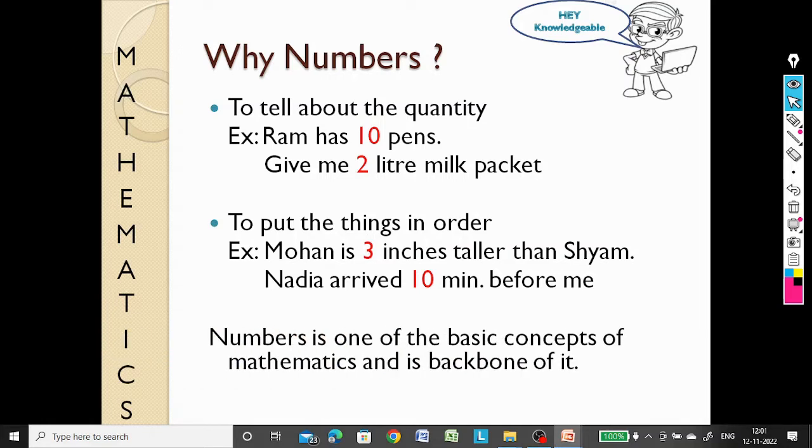So basically, number is one of the basic concepts of mathematics and it is the backbone of mathematics. And if you go to higher classes, many new concepts will come, but I think numbers will always be an integral part of all of those things.